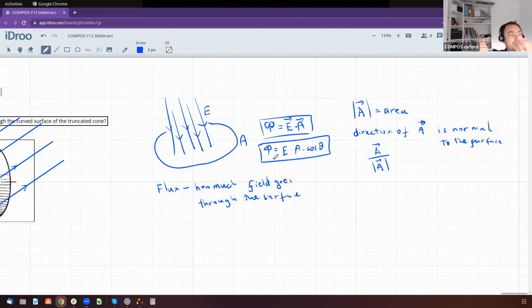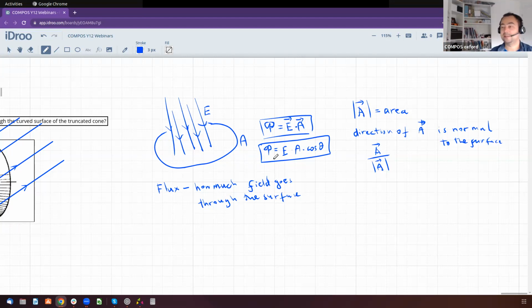It's just like, you can think of flux of water. Let's say on a rainy day you go outside, and flux is how much rain you can actually catch with a surface. And this depends on three things. It depends on the area, of course. The bigger the area, the more rain you catch. The strength of the rain, so the field, E. The stronger the field, the more rain you will catch.